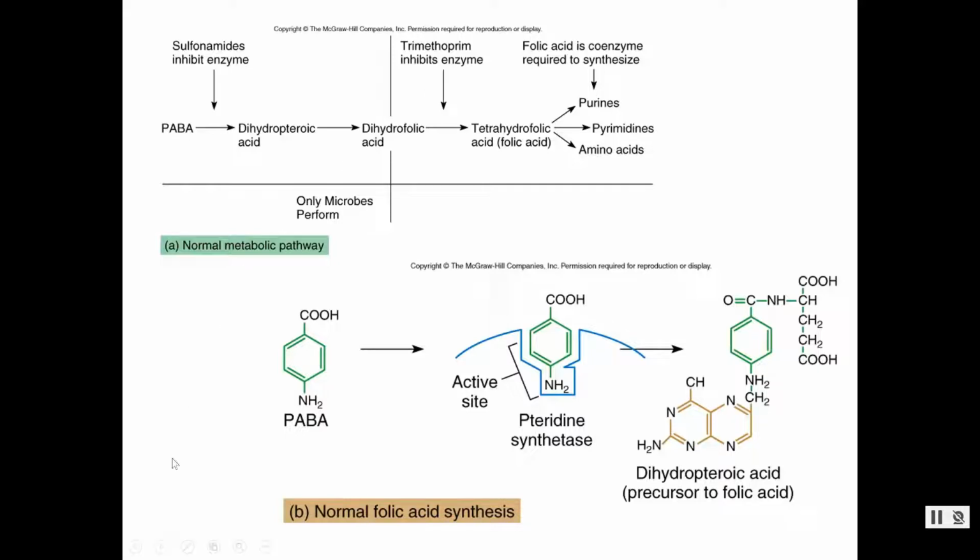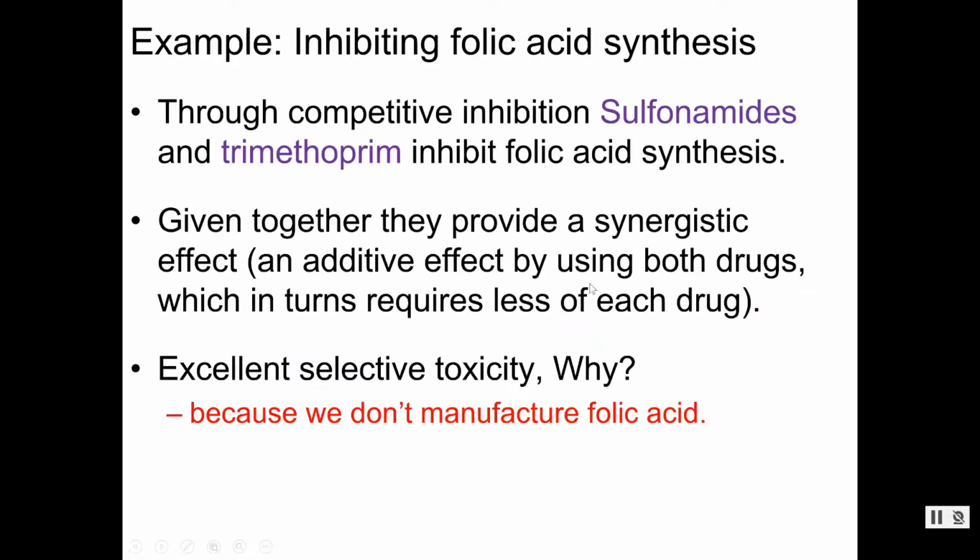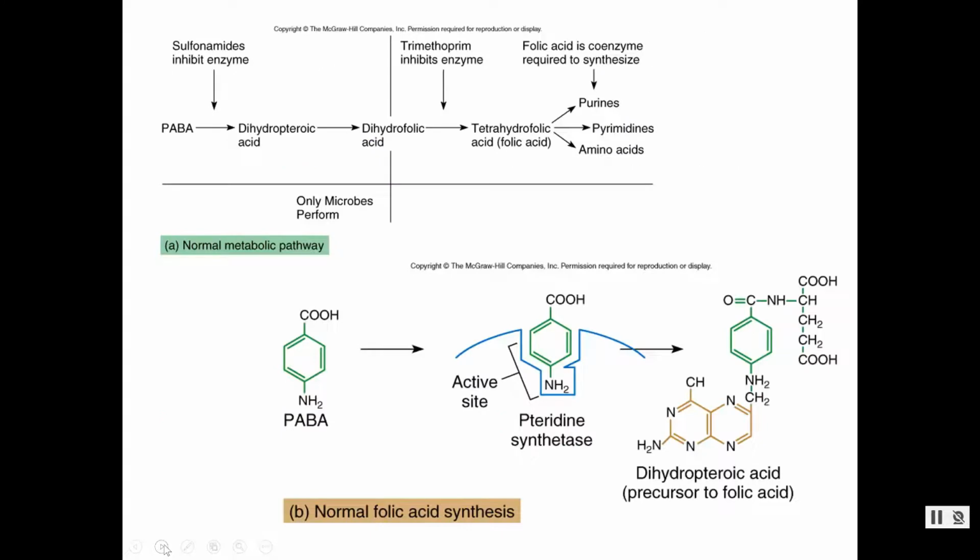This is called synergy. When we use two drugs together, sulfonamides and trimethoprim, to inhibit bacterial folic acid synthesis, together they provide a synergistic effect, or it's referred to as synergy. Using both drugs together gives us a better outcome than using either one by itself. It also allows us to use less of each drug. Now again, we are still maintaining selective toxicity because we don't make folic acid. We don't have this pathway. This is not our problem. So selective toxicity is maintained for that.